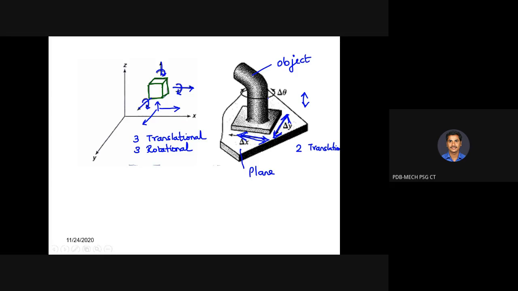Now tell me, how many rotational motions it is having? 1 or 2? Only one. You consider 3 axis here. Okay, 3 axis இங்க மாதிரி assume பண்ணிக்கங்க. About this particular vertical axis only it can rotate. Okay, அப்பதான் contact break ஆகாது.